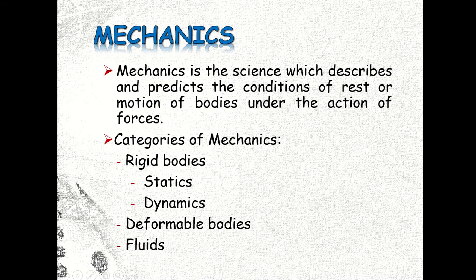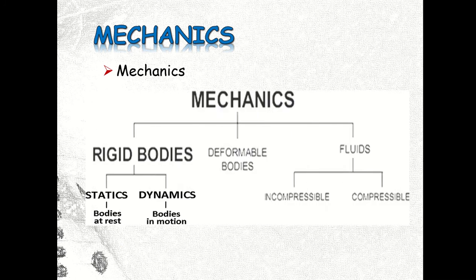is the fluids. All right, then at a glance you will see here quickly the three categories of mechanics: rigid bodies, deformable bodies, and fluids. Where this is where the incompressible and compressible aspects are being discussed. But our focus in our course Mechanics 102 will be the rigid bodies, where we have here the static and dynamic. We'll study this part here, bodies at rest. So it means statics, and also bodies in motion, that is dynamics.